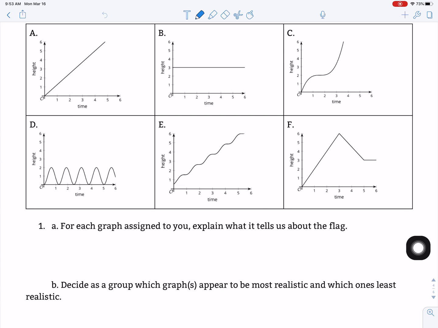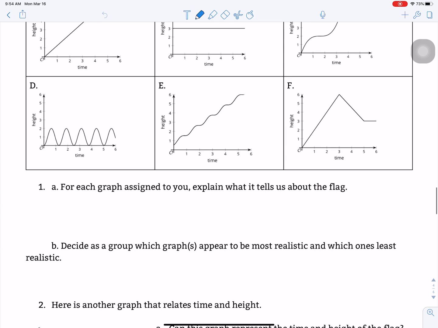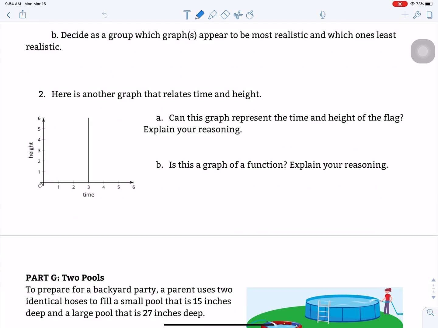I just want to talk about a couple things. For this one here, we're just saying as time goes on, what happens. So I'm raising the flag. Somehow you're stopping, then you're raising it really quickly. So make sure that you're adding in those speeds. For number one, pick a couple graphs and give some explanations of what's going on. For B, you're saying which ones are realistic and which ones wouldn't really ever make sense, and giving reasons why, not just stating it.